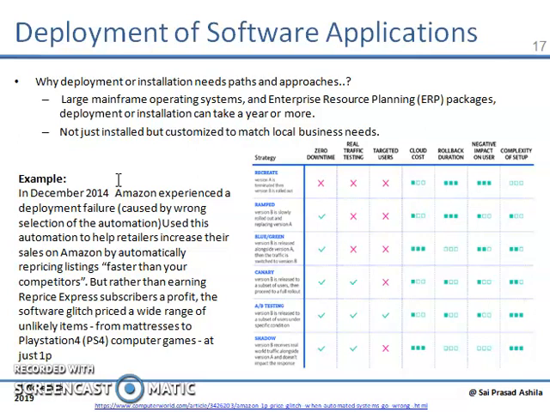Here's a real life example. In December 2014, Amazon experienced a deployment failure caused by a wrong selection of automation. This automation was used to help retailers increase their sales on Amazon by automatically repricing listings faster than the competitors, but rather than earning, the repricing wiped out profit. The software glitch priced a wide range of unlikely items, from mattresses to PlayStations and computer games, at just one penny.